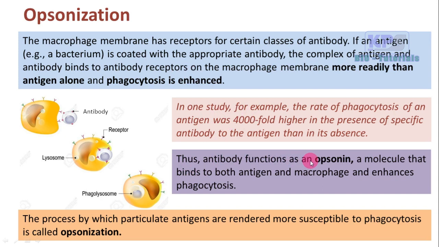Thereby the antibody functions as an opsonin. That means a molecule that binds to both antigen and macrophage and enhances the phagocytosis. Any molecule which mediates the reaction between antigen and the macrophage and enhances the rate of phagocytosis is said to be an opsonin. So the process by which particulate antigens are rendered more susceptible to phagocytosis is called opsonization. This entire process is said to be opsonization.